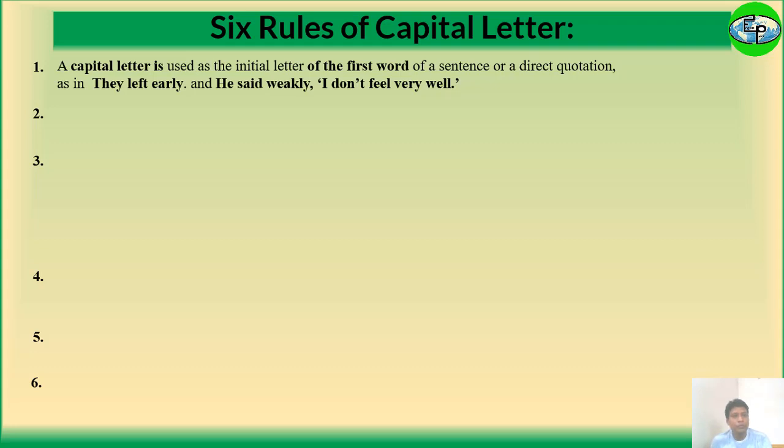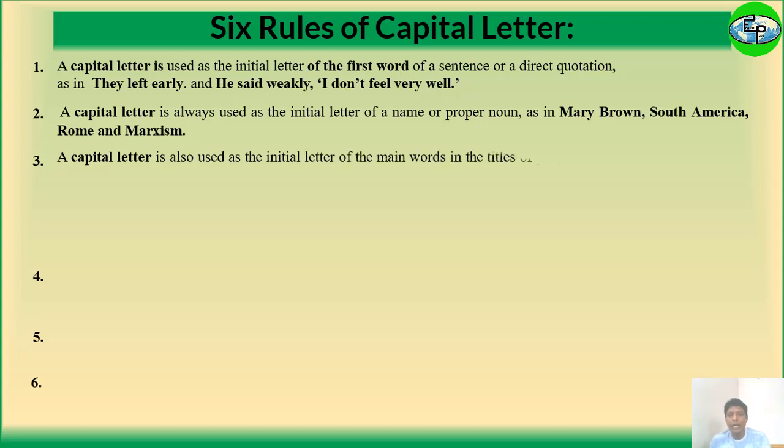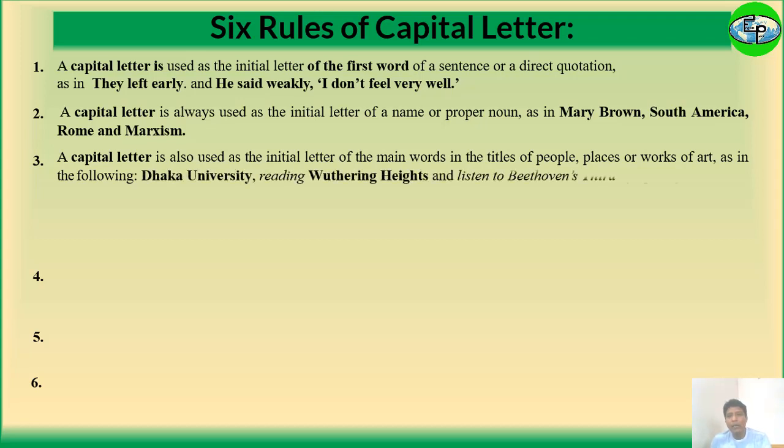Number 2. A capital letter is always used as the initial letter of a name or proper noun, as in Mary Brown, South America, Rome, and Marxism. Number 3. A capital letter is also used as the initial letter of the main words in the titles of people, places, or works of art, as in the following: Dhaka University, reading Wuthering Heights, and listen to Beethoven's Third Symphony.